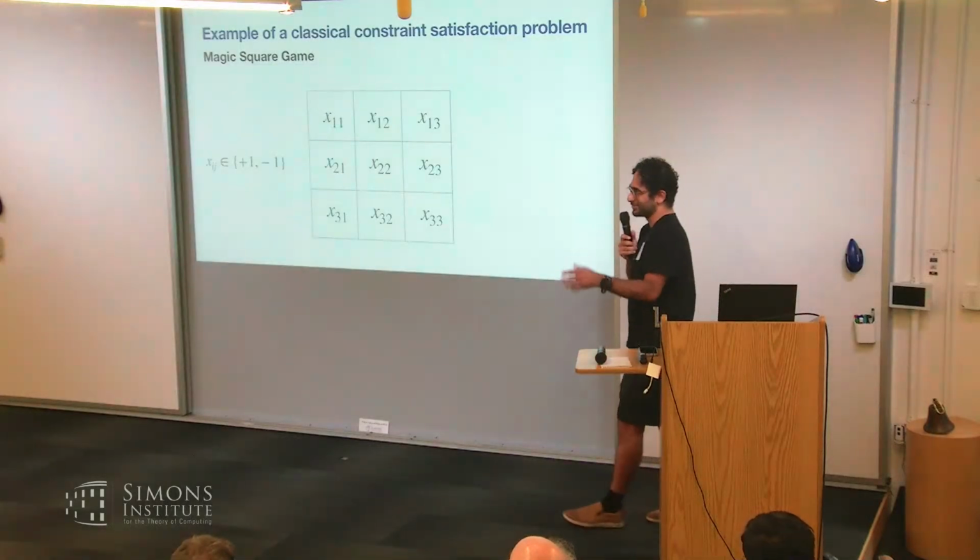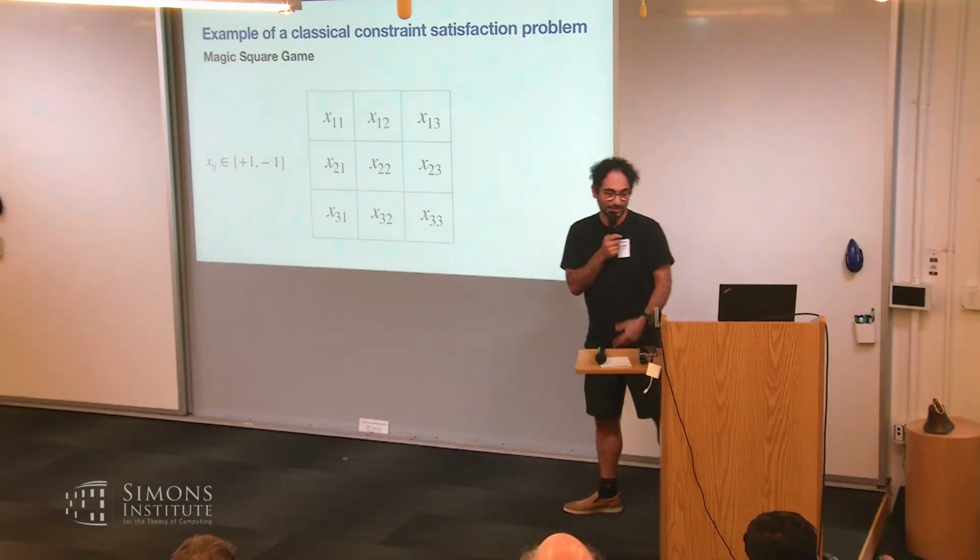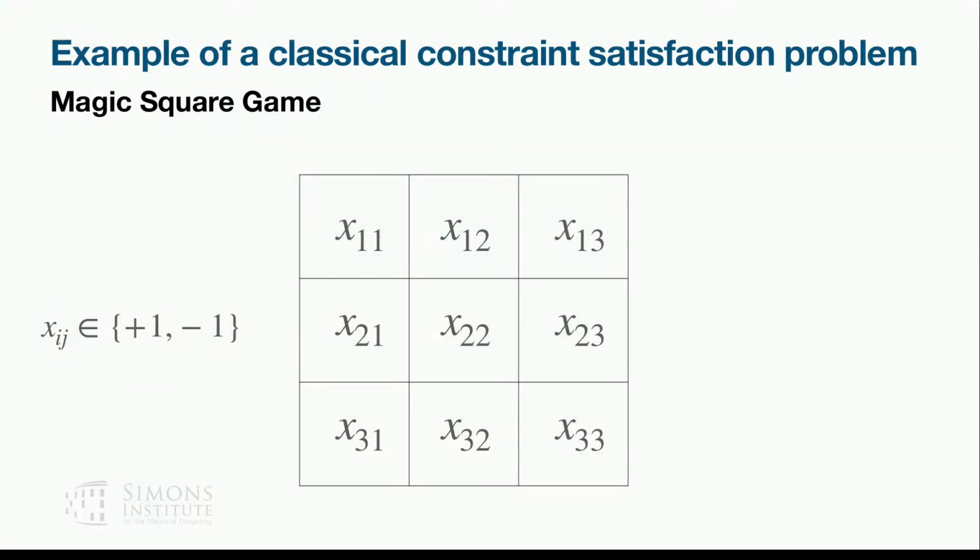I'm sure everyone in this room has seen one form or another of a magic square puzzle. Here I'm going to tell you about my favorite one. We have a 3x3 square, and the goal is to arrange the numbers +1, -1 in the cells of this square, such that a number of constraints are satisfied. The constraints are that we want the product of every row and column to be +1, except for the last column where we want the product to be -1.